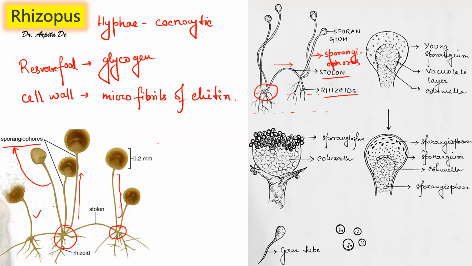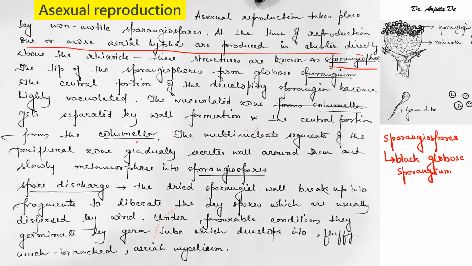And see, this globose structure is the sporangium. And it bursts open to give rise to spores. See these dotted things, take a minute look. These portions, you will understand better.